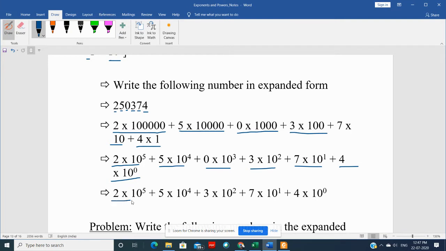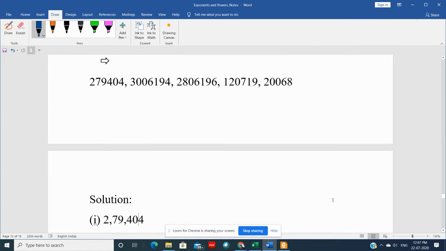So we'll just mention 2 into 10 raised to 5, 5 into 10 raised to 4, 3 into 10 square. See, here 5, 4, 3 is missing because that's 0, right? Then 7 into 10 raised to 1 and 4 into 10 raised to 0. This is how you actually show any number in an expanded form. All right? We'll see some more examples.